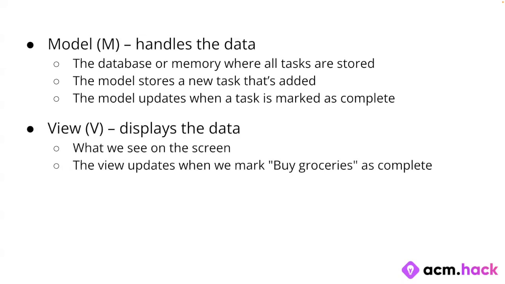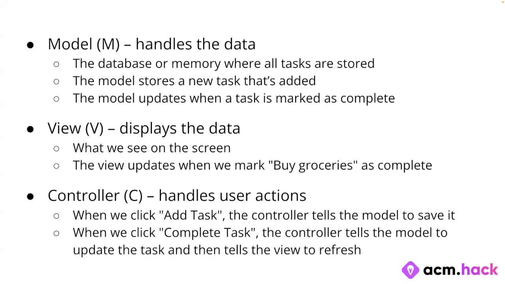On the other hand, the view is responsible for displaying the data, basically, again, what we see on the screen. So the view will basically update when we mark buy groceries as complete. Maybe my user interface is such that before I mark it as complete, there will be an empty checkbox. And after I mark it as complete, I will see a checked checkbox, something like that. So finally, the controller handles user interaction or user actions. So basically, when we click on add task, the controller tells the model to save it.